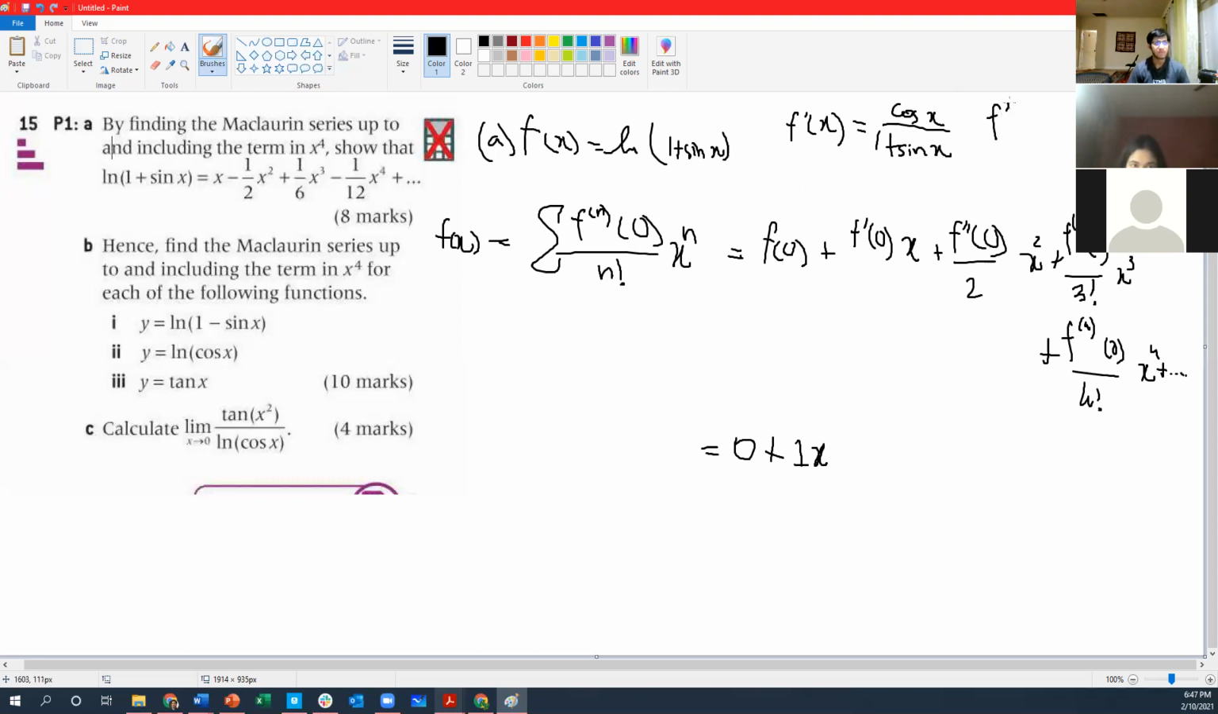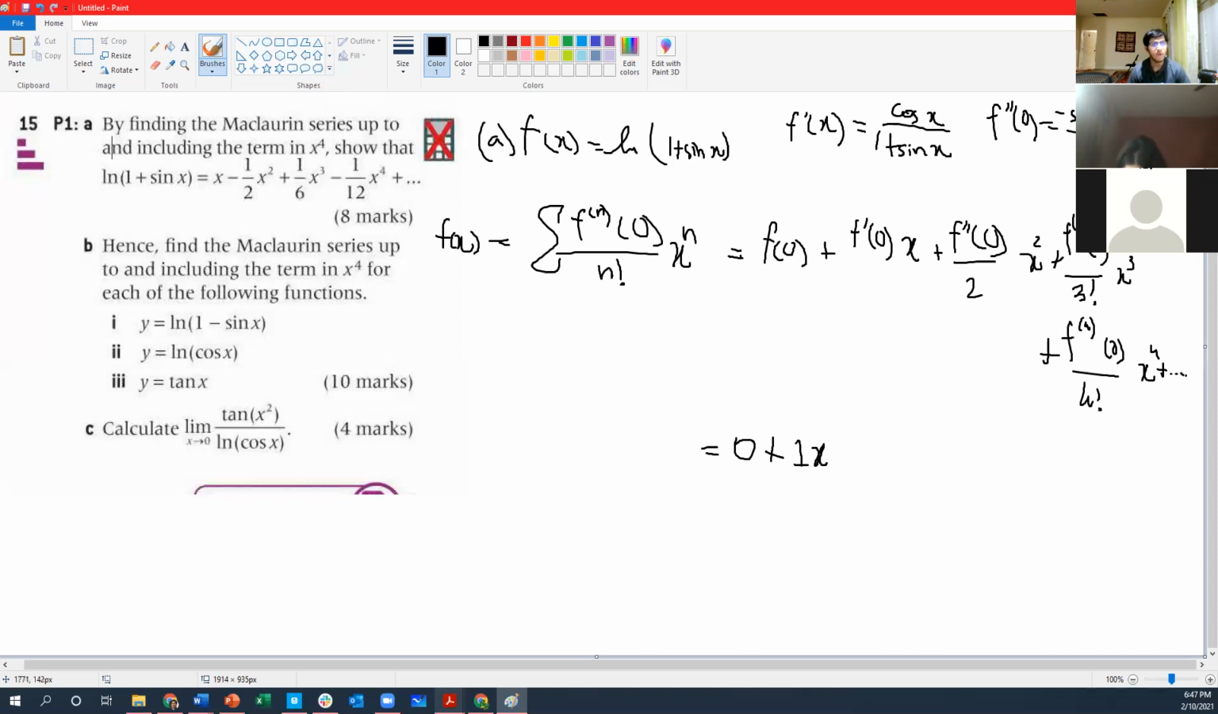Now, f double prime of 0, we would probably want to use the quotient rule here. The derivative of the top is minus sine x. So low d high, so 1 plus sine x here. Low d high minus high d low. The derivative of the bottom is also cos x. So we have cos squared x here over low, so we have 1 plus sine x in the bottom squared.